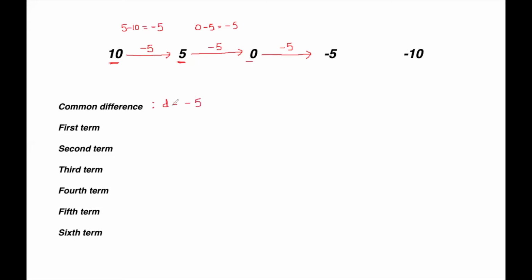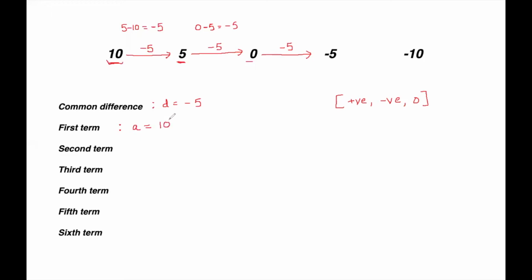Okay, so the common difference can be positive, it can be negative, or it can be 0, right? It can be positive, it can be negative, it can be 0, doesn't matter. Okay, so now as we discussed, what is the first term? First term is denoted by a, that is equal to 10 here, right?